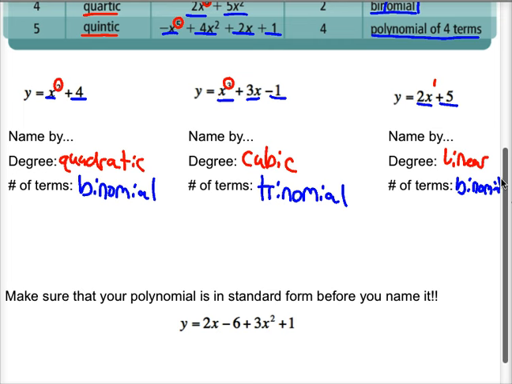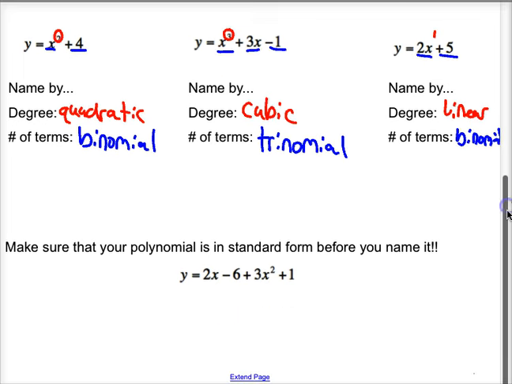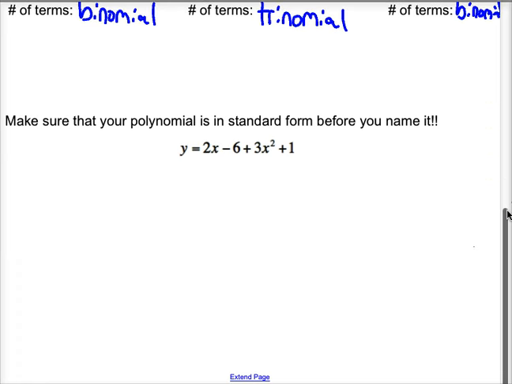All right. Now, the one thing I want to point out to make sure that we remember, make sure that your polynomial is in standard form before you try to name it. So all the ones we've already done were already in standard form, but it's something you should be watching for. You need to make sure you write it in standard form, because if you don't, you may misname it. So this one needs to be written in standard form first. So I notice the 3x squared, then the 2x, and now -6 plus 1 is going to be a -5.